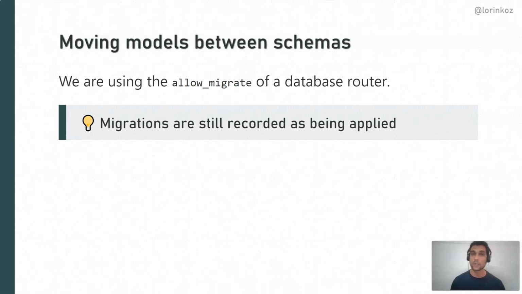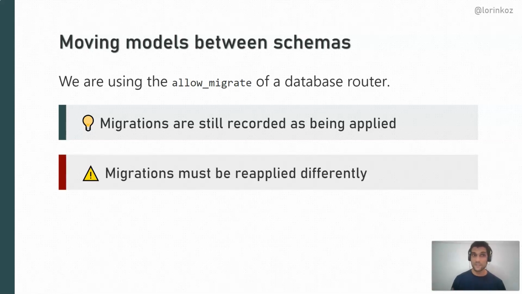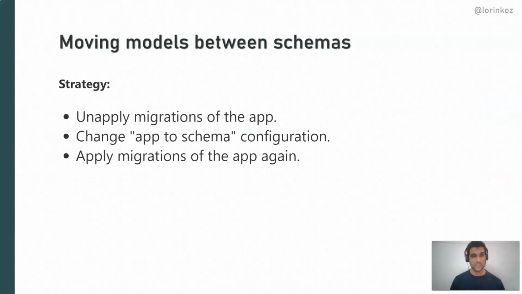If you take a look at the Django migrations table of all your schemas, you will see that all migrations are there, even if the models are not. So the only way to fix this is to actually unapply and therefore reapply migrations differently. The general strategy is to unapply migrations of the app first, then you change the app to schema configuration that you did wrong in the first place, and then you can reapply migrations again.